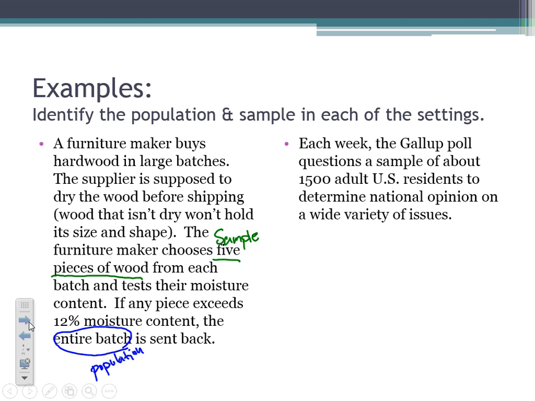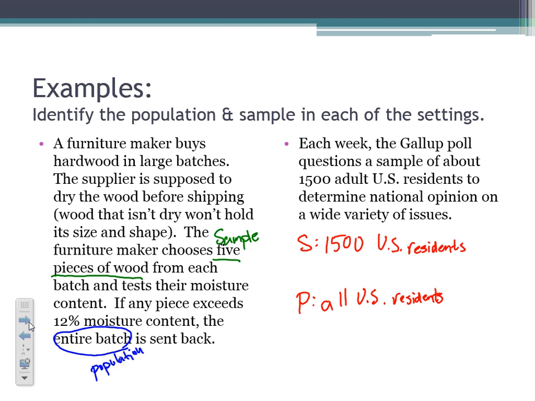All right, so let's see what you came up with, okay? So in this problem, if we were being specific, the sample would be the 1,500 U.S. residents, and the population would be all U.S. residents. Okay. So again, we want to be able to identify the sample and the population from within a given setting.